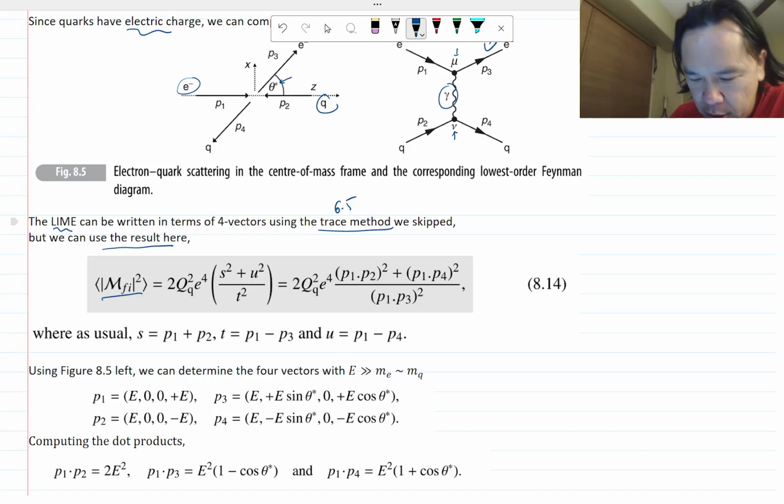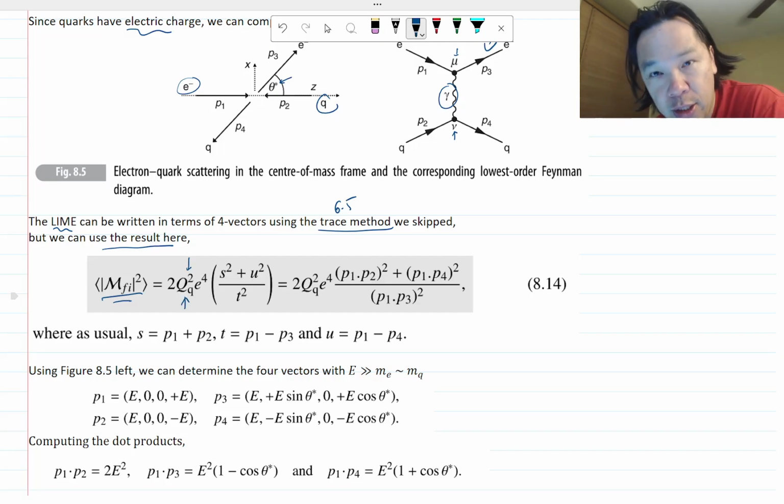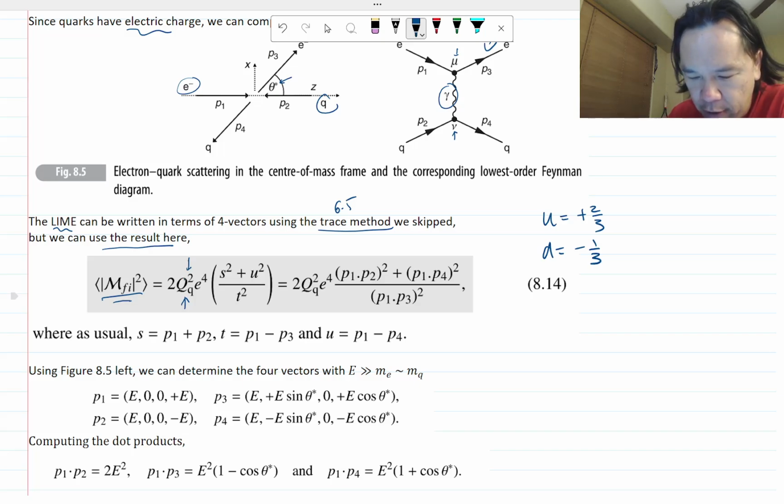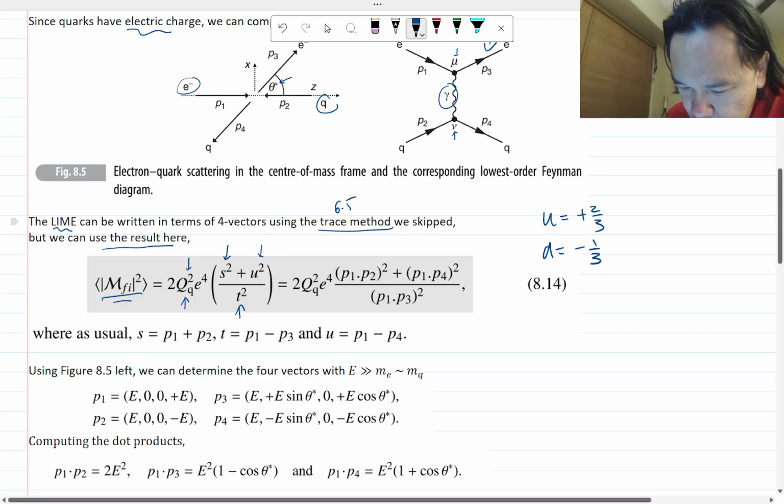So the result from that section is for the Lorentz invariant matrix element. In that case, I think we were just doing the charge of electrons and muons, so that has a charge factor of 1. But in this case, since we're scattering off quarks, which have fractions of electric charge, the up quark has a charge of 2/3, and the down quark has a charge of 1/3, so we actually have to account for these factors in here. The result is that it's just going to be S squared plus U squared divided by T squared if you're scattering off this T channel process. So this is T channel only.